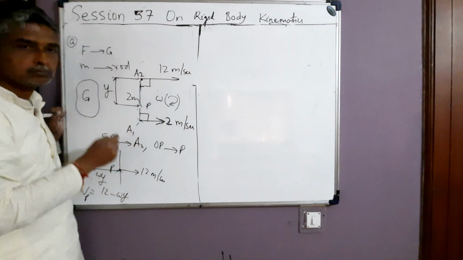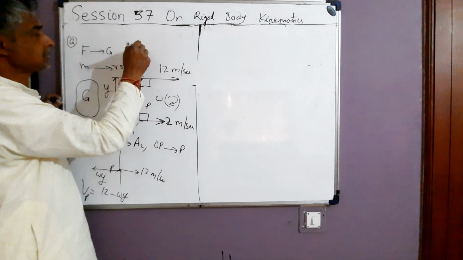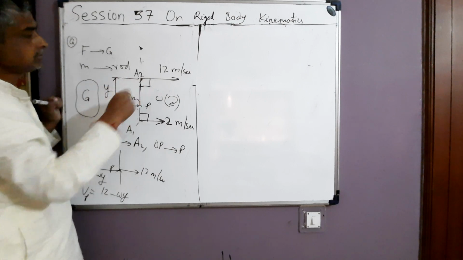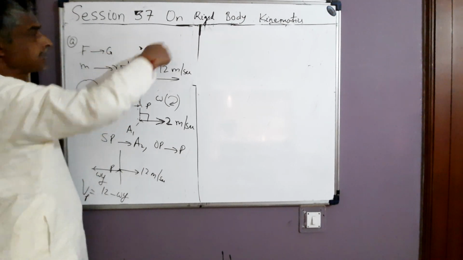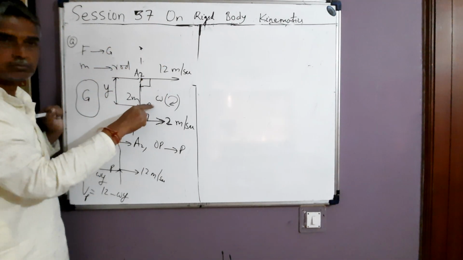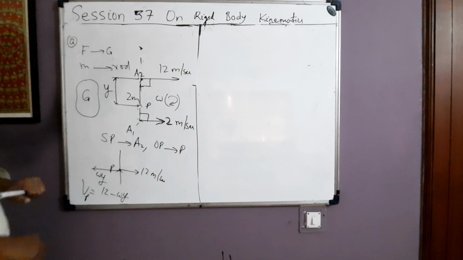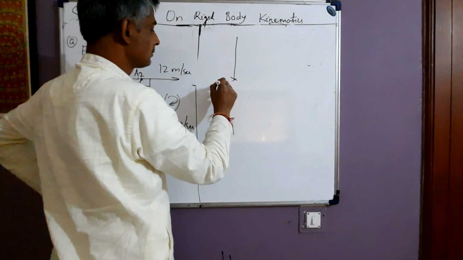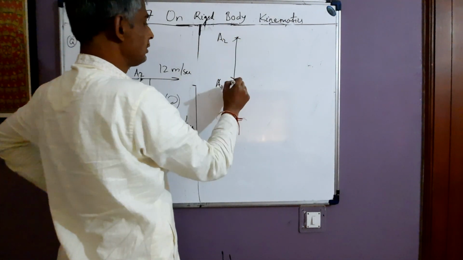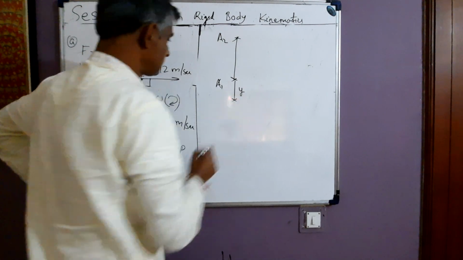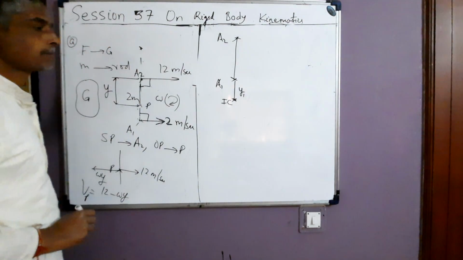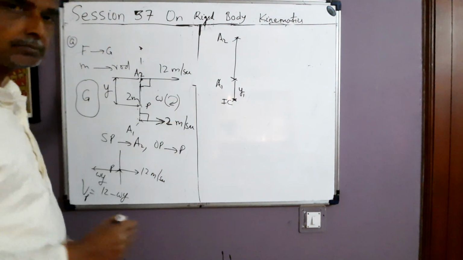Why not above A2? Because if this is IC above point A2, then the rod will begin to rotate anti-clockwise, which is not possible because omega is clockwise. So IC should be somewhere below A1. So IC is somewhere here. I'll draw the diagram again. This is A1, this is A2. IC is somewhere here. Suppose the distance of IC from A1 is y1.